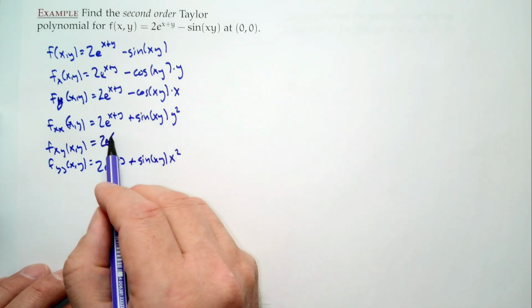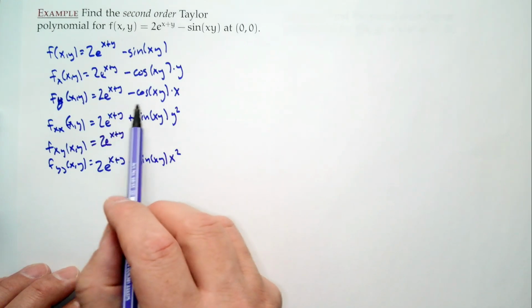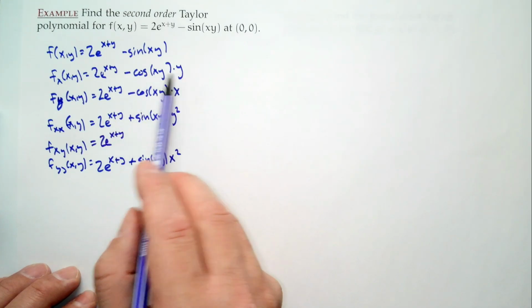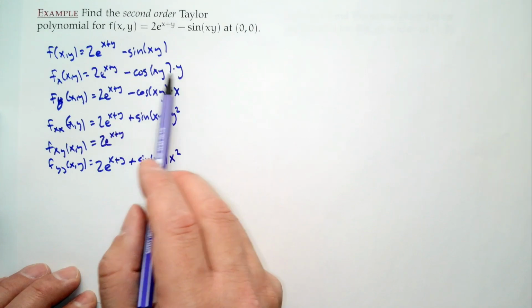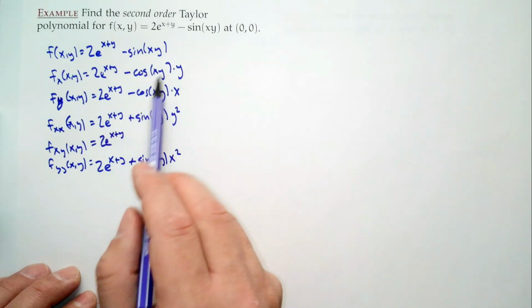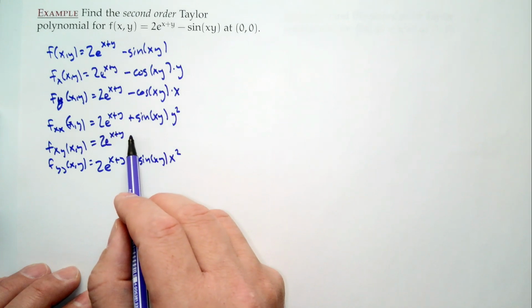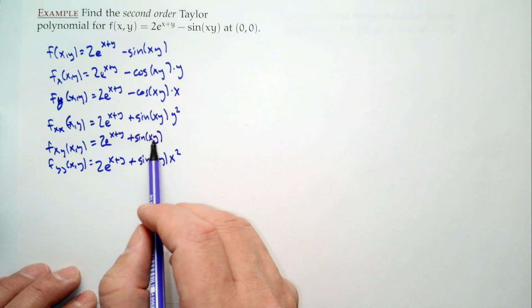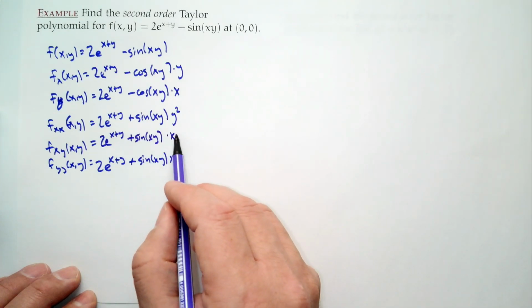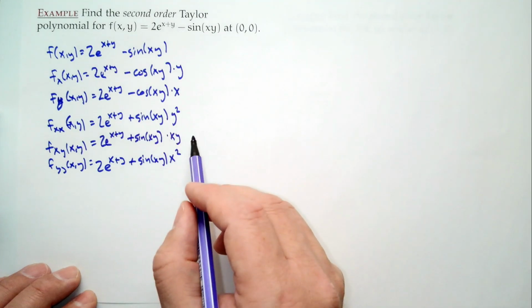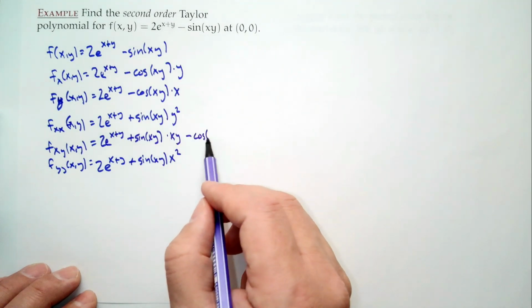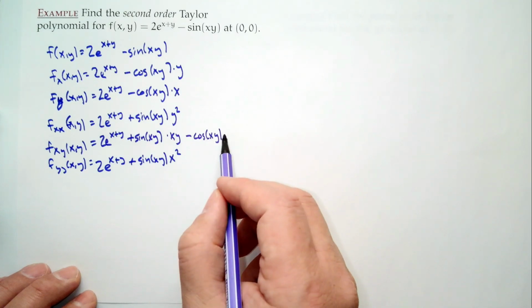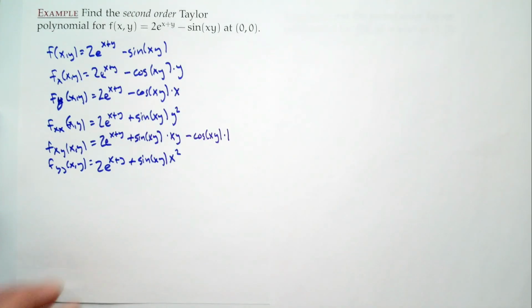So we get 2 e to the x plus y from the first term. From the second term, we're going to have to use a product rule, because there's a y and another y. So the derivative of the first term will give us plus sine of xy. Then we have to take the derivative of the inside with respect to y, which will bring out an x, so there's an xy. And then there's going to be a minus cosine xy times the derivative of y with respect to y, which is 1. All right, so that's the first step.